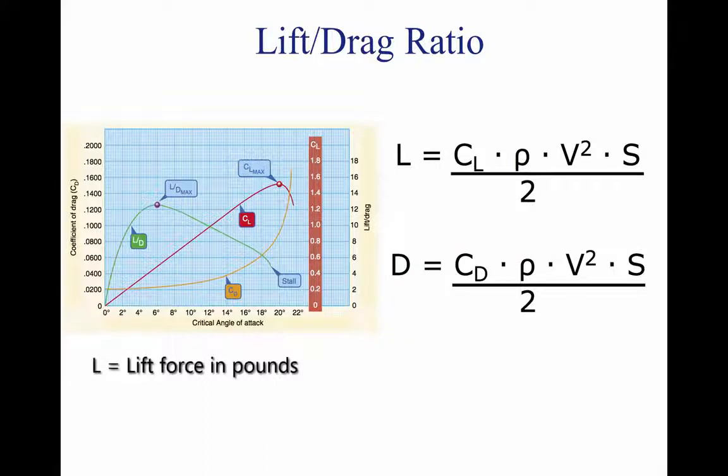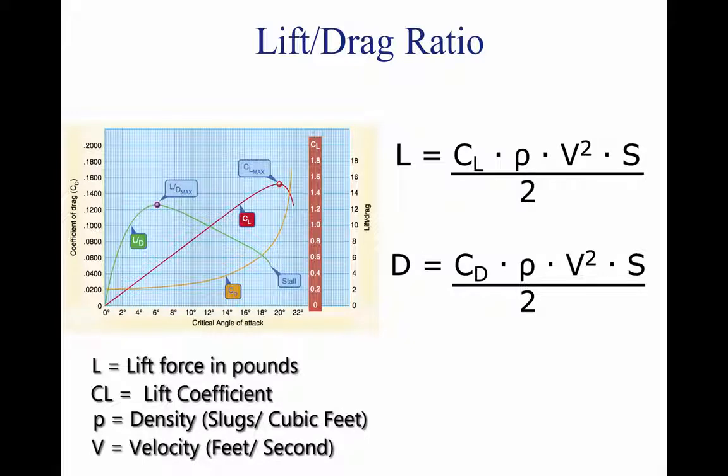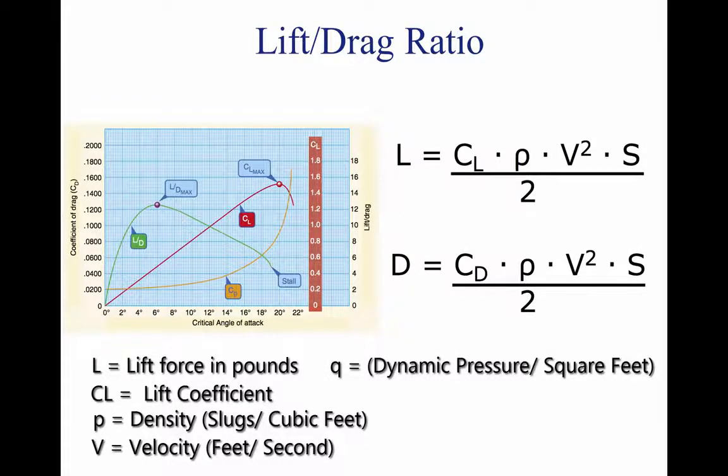L is the lift force in pounds. CL is the lift coefficient. ρ is density expressed in slugs per cubic feet. V is velocity in feet per second. q is dynamic pressure per square feet, and S is the wing area in square feet.